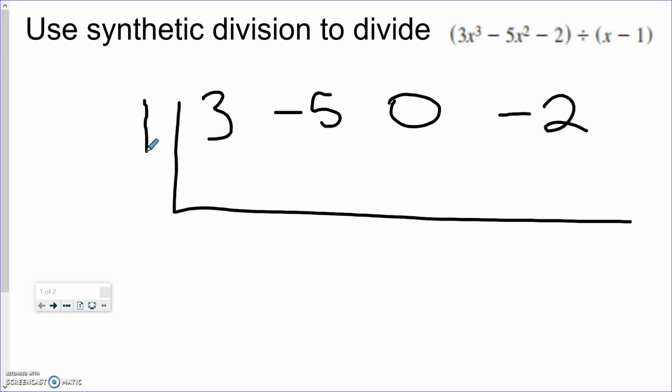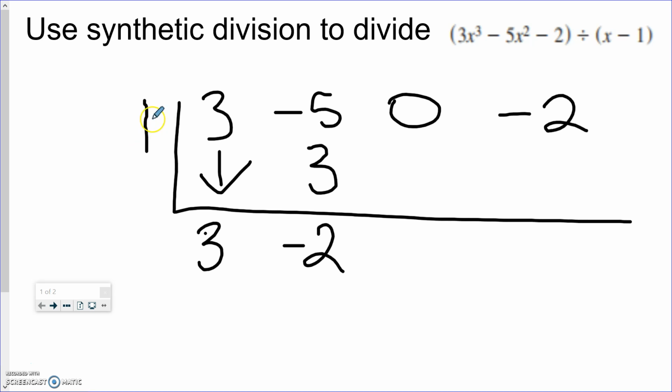Now we're ready to go ahead and do our synthetic division. So we always bring down our first term, so our 3 goes here. Then we multiply. We're going to multiply this number by this number. So 1 times 3. And the answer to that, the product, will go right here. Then we're going to add. So this number plus this number. Negative 5 plus 3 will get negative 2.